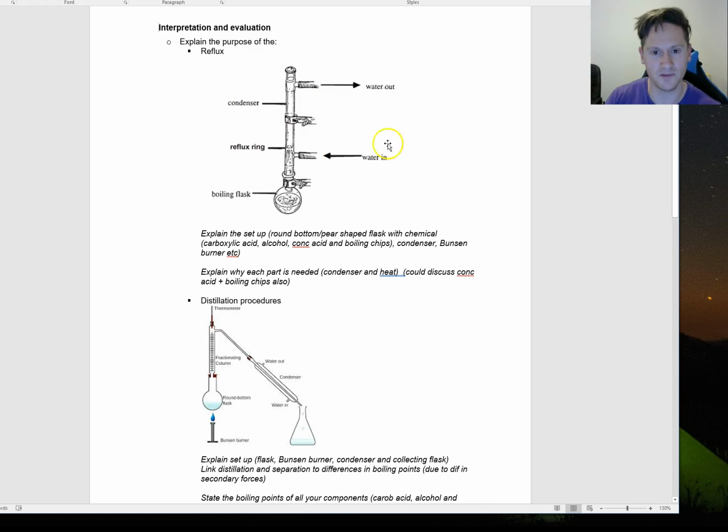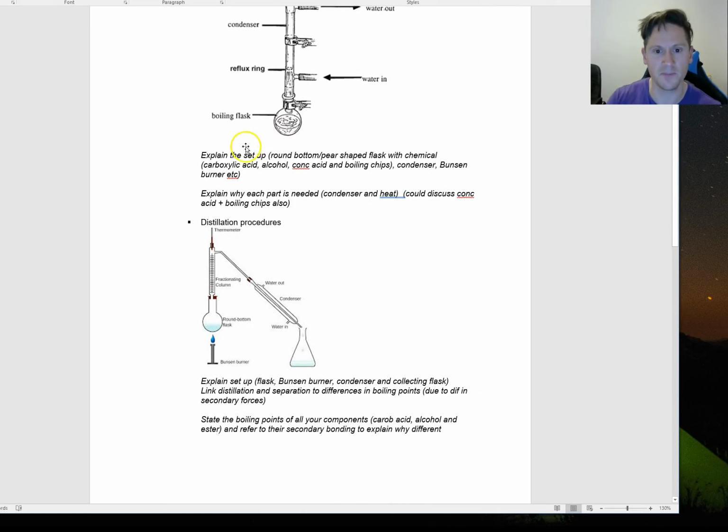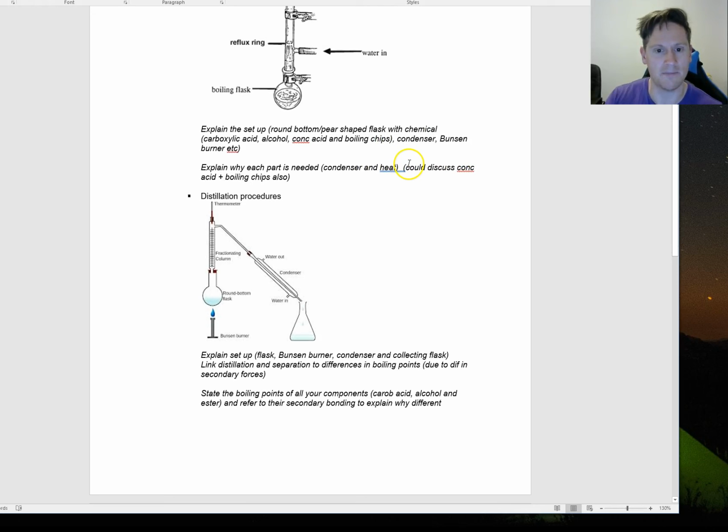So explain the purpose of the reflux. So have your experimental setup, get a diagram from the internet, also put in your pictures that you took from the practical. The more diagrams, the better, I think, for this kind of thing. So explaining everything, explaining why this is set up this way, what's the purpose of the condenser, what's the purpose of each of the components, okay? Obviously the acid and the alcohol make the ester. Talk about the reaction conditions, the fact that you need that acidic conditions, so that's why the sulfuric acid is needed, what the purpose of the boiling chips are, all that kind of stuff.